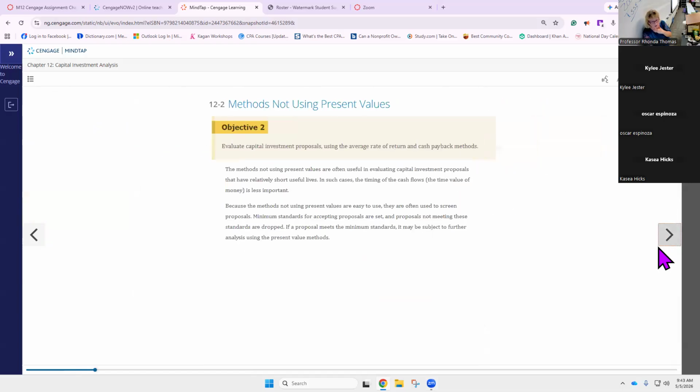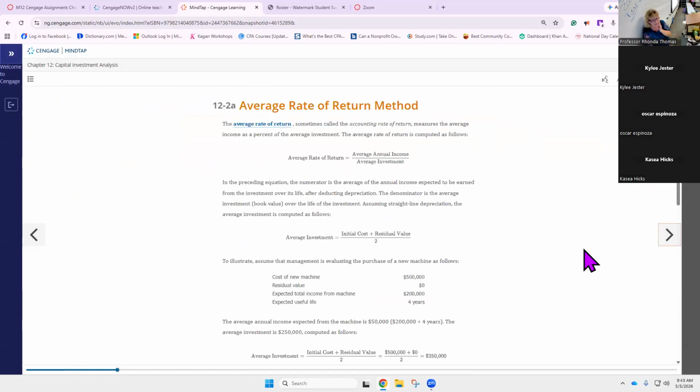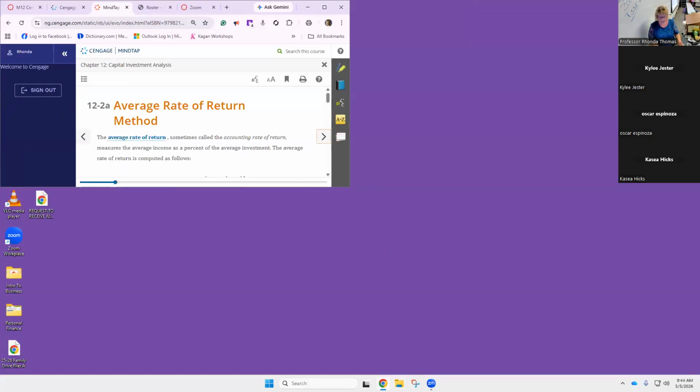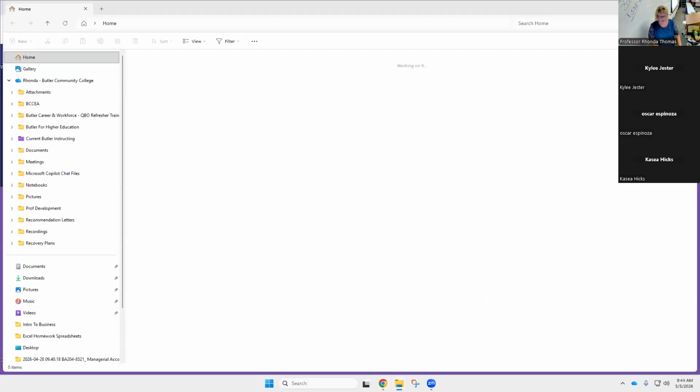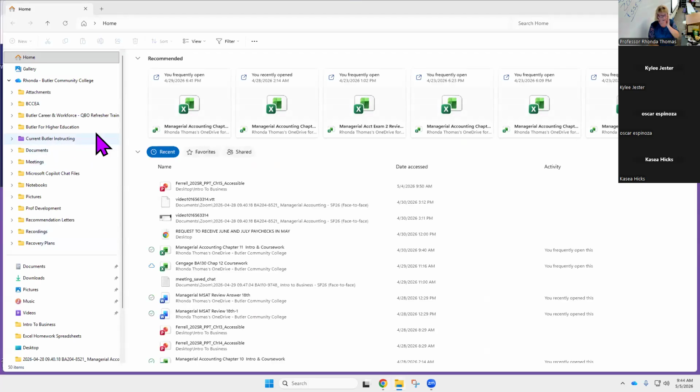The first 2 methods we're going to work on do not involve time value of money, so they're going to be simpler. Here is the average rate of return method. Sometimes it's also called the accounting rate of return. And accounting loves to give something a title and then give it several other titles. And you're going, how am I supposed to remember all of that? But that's just accounting for you.